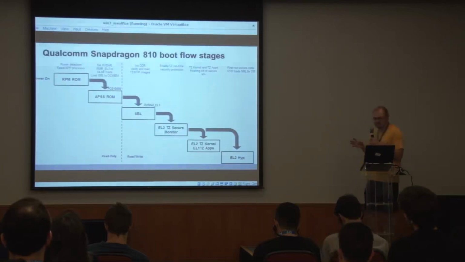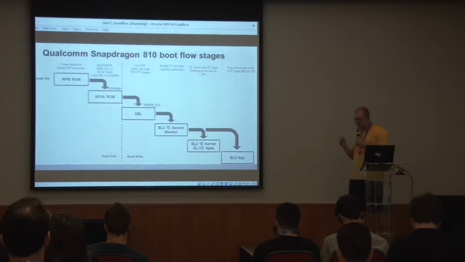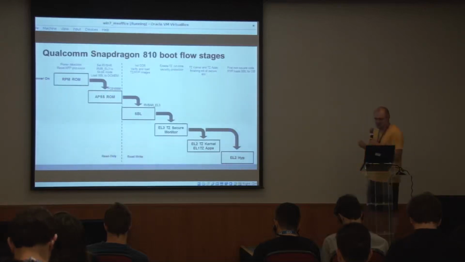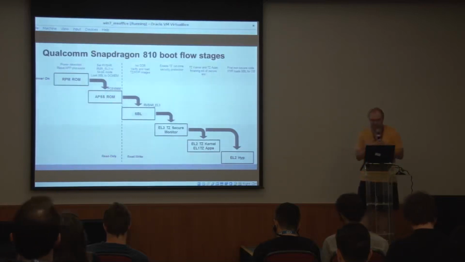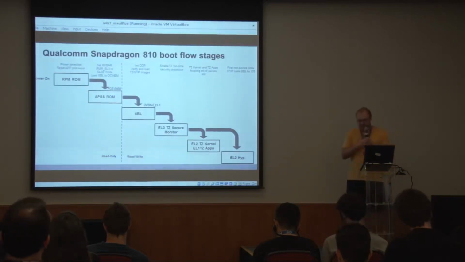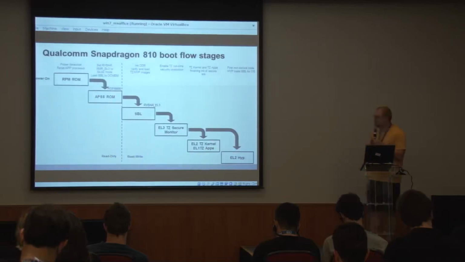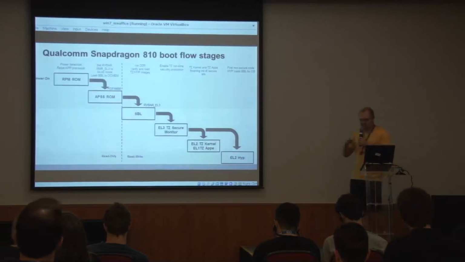It's just there, and it does some things to initialize the hardware and to verify the next step of the boot flow. The next step of the boot flow is the SBL, the secondary bootloader, which is basically the first part of the code accessible from software. This is the code which does the initialization of the first trust zone monitor privilege level and some of the memory and so on.